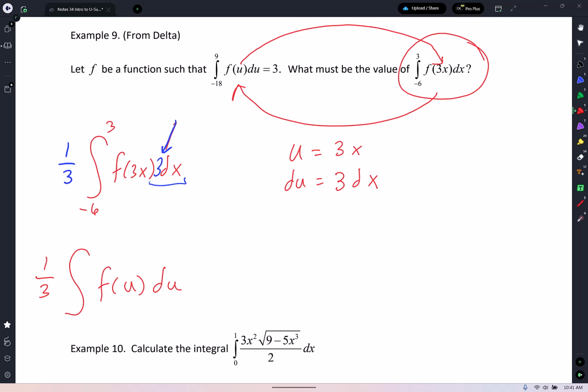Put a 3, put a 1/3. Perfect. Everything's good. All right. When x is negative 6, because this was in terms of x, what is u? So what is 3 times negative 6? Negative 18. When x is 3, what is u? What's 3 times 3? 9.